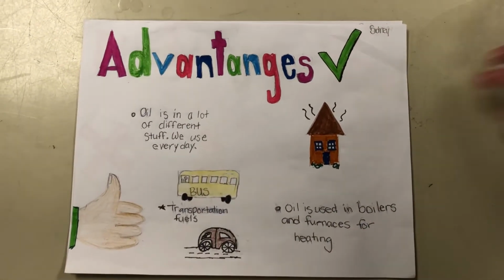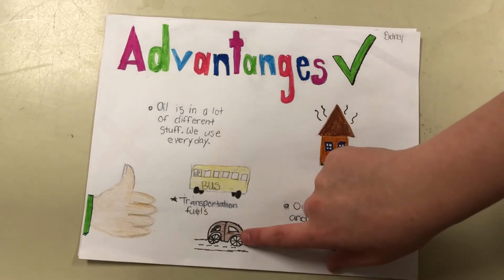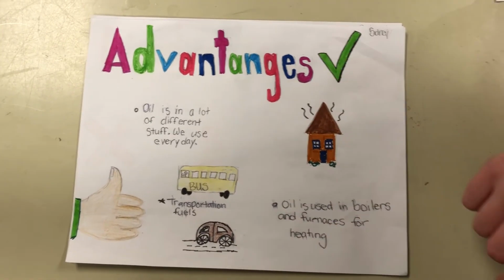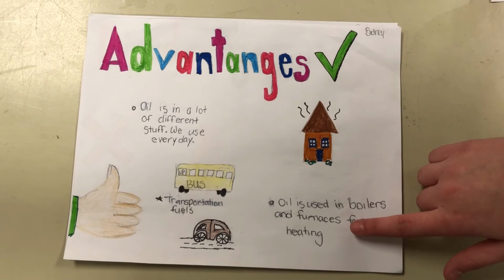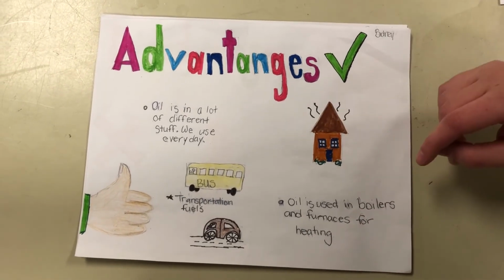Advantages of oil. Oil is in a lot of stuff that we use daily, like transportation fuels that we use in cars and public transportation like a bus. Oil is one of the fossil fuels that provides our energy to heat our homes.